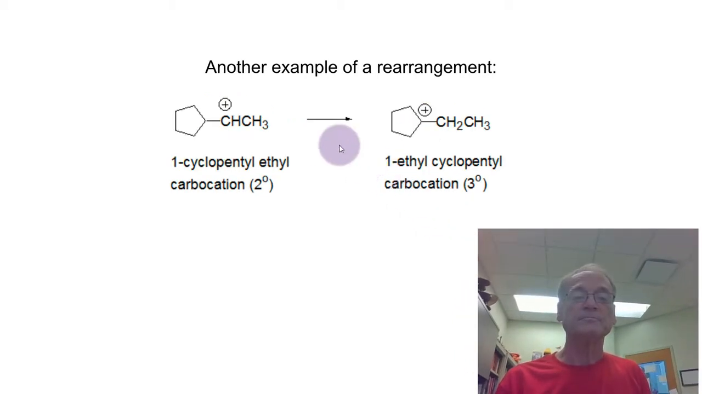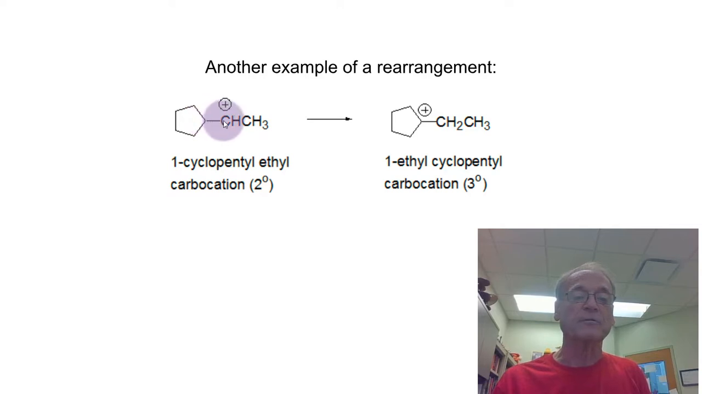Another example. So this is a secondary carbocation. It would be called the 1-cyclopentyl ethyl carbocation because the chain is 2, so it's an ethyl group with a positive charge on carbon number 1 and a cyclopentyl group on carbon number 1. So it's 1-cyclopentyl ethyl carbocation. But notice though, and it's not shown here, but you have to be aware that there is a hydrogen on this carbon right here. There's a CH. That's because this is a stick figure. Remember, in these stick figures, we don't necessarily show the hydrogens, but there is one there.